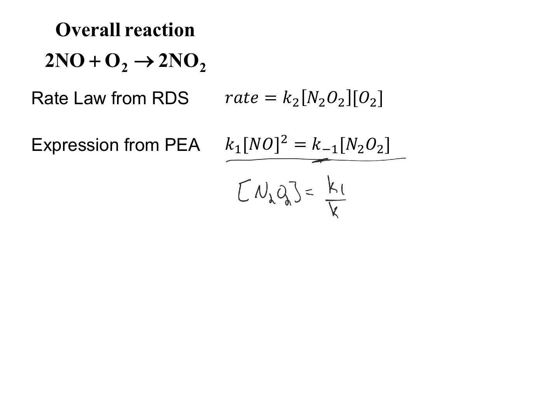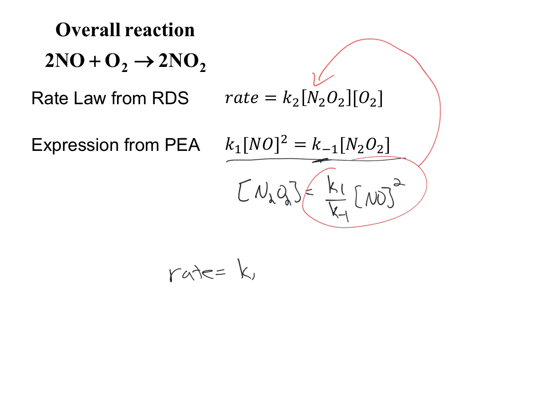is equal to K1 over K minus 1 times the concentration of NO squared. Right, now I can take this expression for N2O2, plug it in up here, and then my rate law for both the rate determining step and by consequence the rate law for the overall reaction becomes rate is equal to K2 times K1 over K minus 1 times the concentration of NO squared times the concentration of O2.